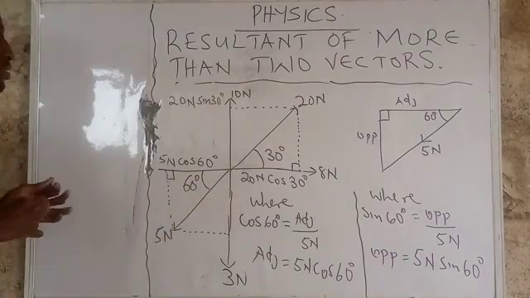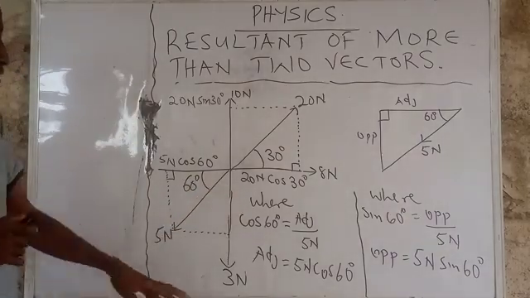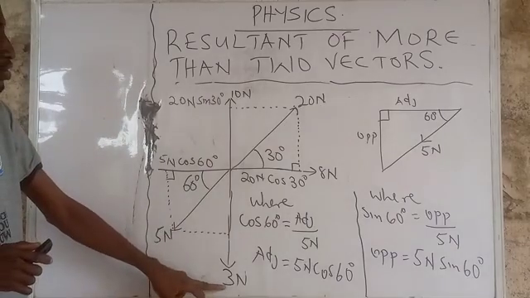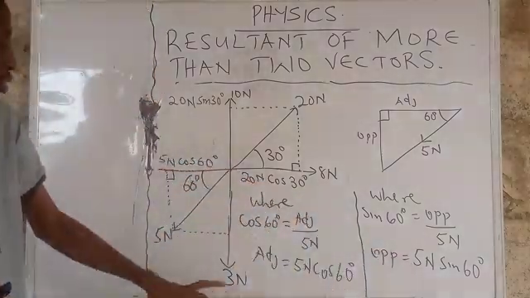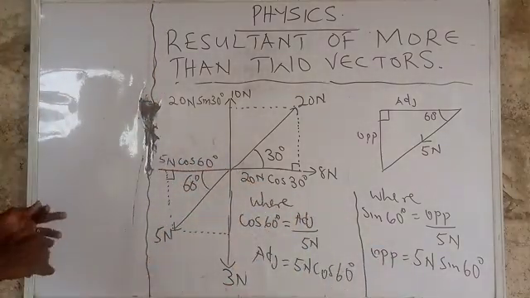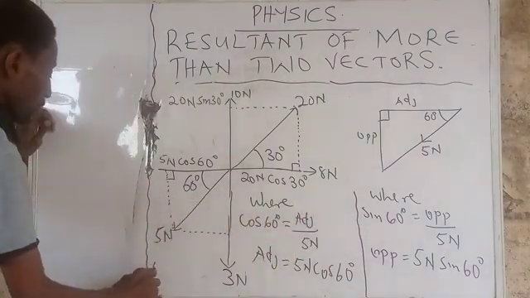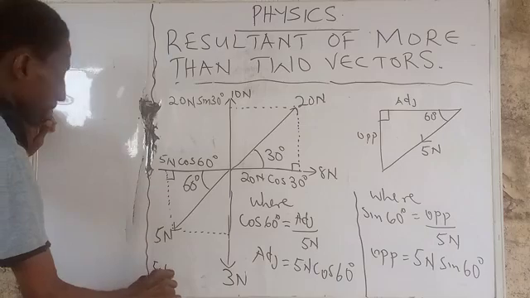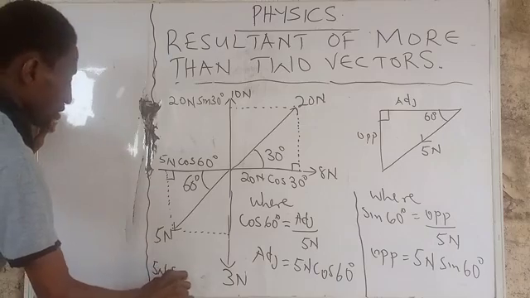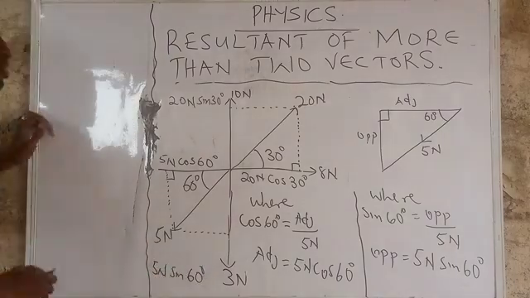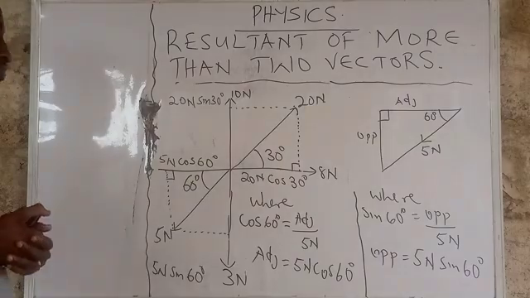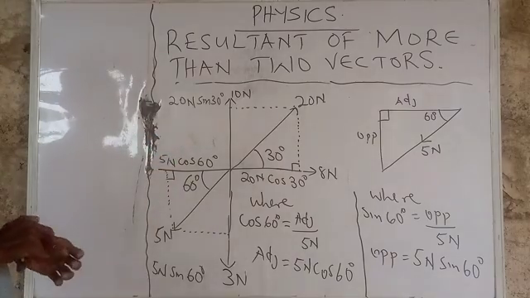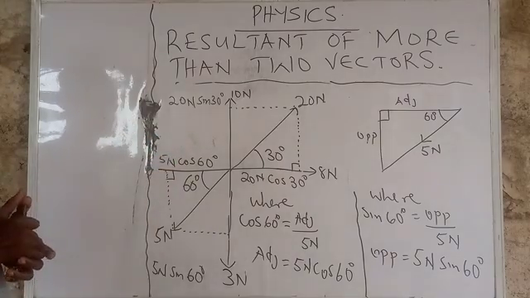So what does that mean? It means for this 3 Newton, together with this 3 Newton, we have a vertical component, and that is going to be 5 Newton sine 60 degrees. How do we make use of that? That is what we shall consider in the next slide.